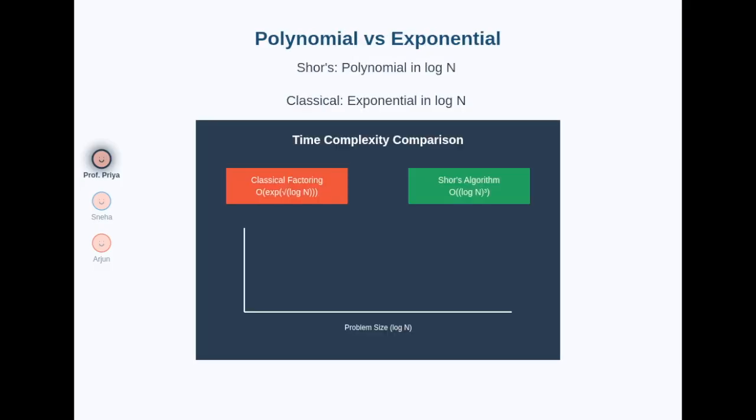Here's the revolutionary part. Shor's algorithm runs in polynomial time, specifically polynomial in log n. Compare this to classical algorithms that require exponential time. This is a dramatic speedup.